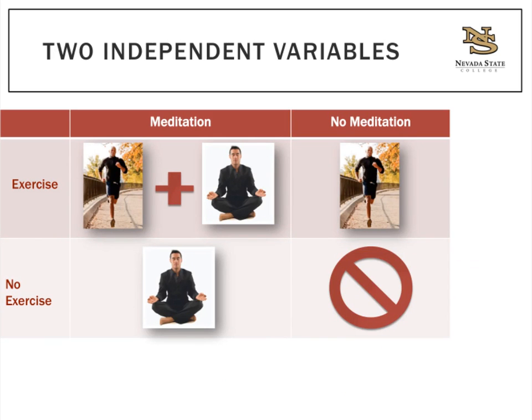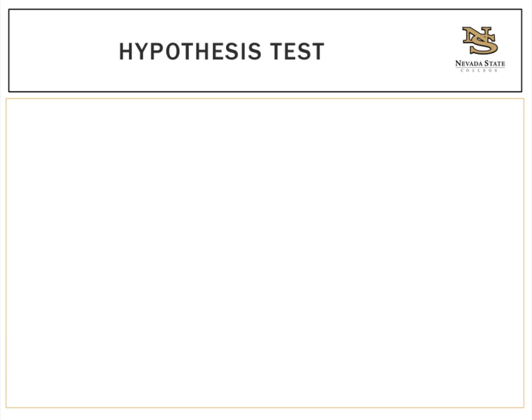All right, so let's look at, again, our setup for this. So our factor A is going to be exercise, right? So we're looking at exercise versus no exercise. And factor B is going to be meditation. So we can look at meditation versus no meditation. So let's run a quick hypothesis test for this example.